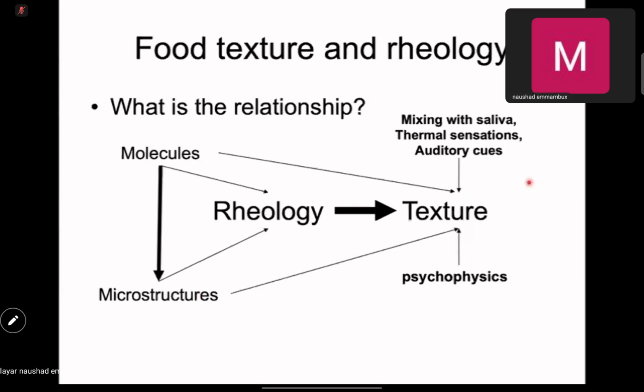If you look at texture, even flavor, when you eat food, it's mixed with saliva. There is thermal sensation and auditory cues here. And also there's physics here that affects the texture. Rheology actually affects the texture of food. If you think about a gel, if you don't add enough solid material, it might not form a nice gel and it won't have this nice texture. So rheology here is due to deformation and flow properties, and this is affected by the molecules you're adding and the microstructure.